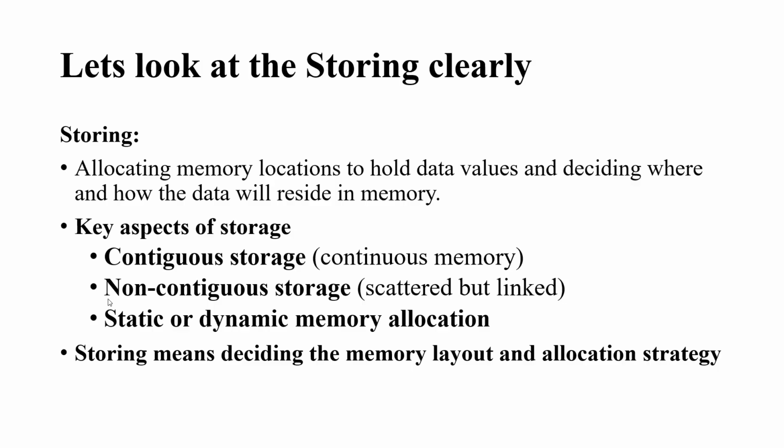One more key aspect of storage is static or dynamic memory allocation. Static means the data is fixed and the memory allocation is fixed. There is no way we can decrease or increase the memory locations. That is called static. Arrays follow static memory allocation. With dynamic memory allocation, you can increase or decrease the memory slots whenever you need. So linked list follows dynamic memory allocation. So storing means deciding the memory layout and allocation strategy.